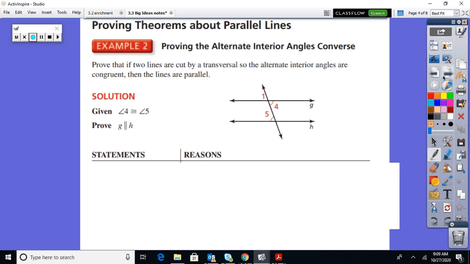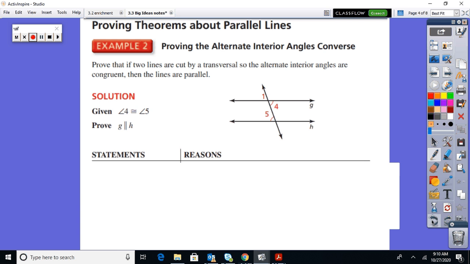All right, proving theorems about parallel lines, example 2. Let's prove the alternate interior angles converse theorem. So now we proved the normal theorem last section that, hey, if the lines are parallel, then the alternate interior angles were congruent. Now in this one, look what happens. The given and the prove switch places. So now we are given that 4 is the same as 5, all right? And now that should be enough information for us to say that the lines are parallel. So let's see how we're going to do it.